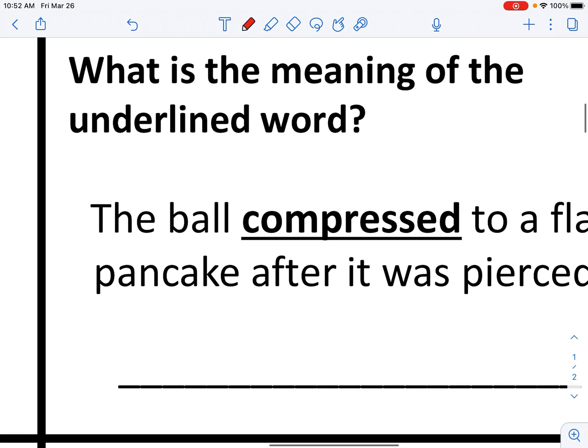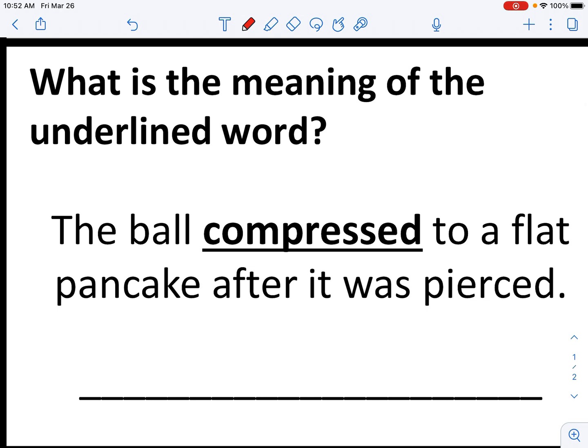What is the meaning of the underlined word? The ball compressed to a flat pancake after it was pierced. Compressed means to squish down or go down in size. So squish down.